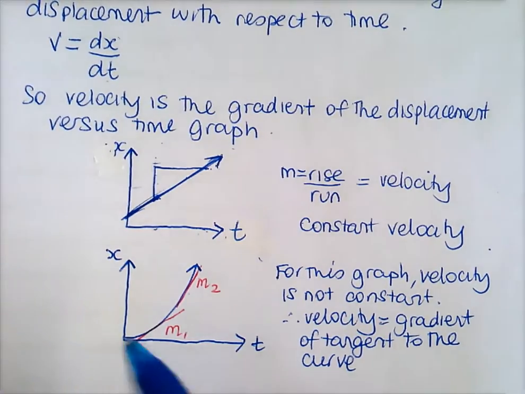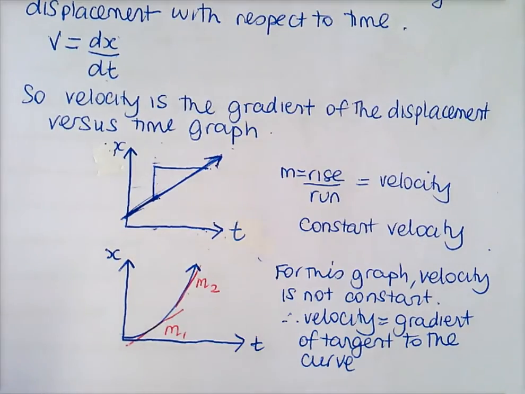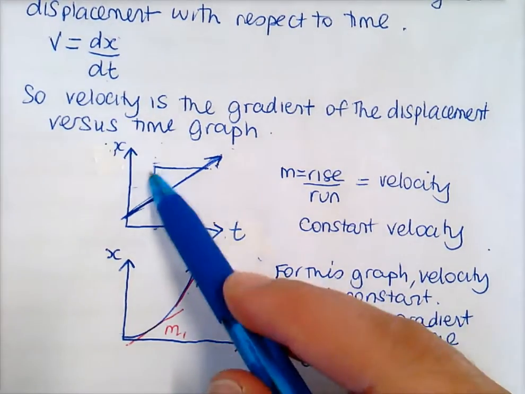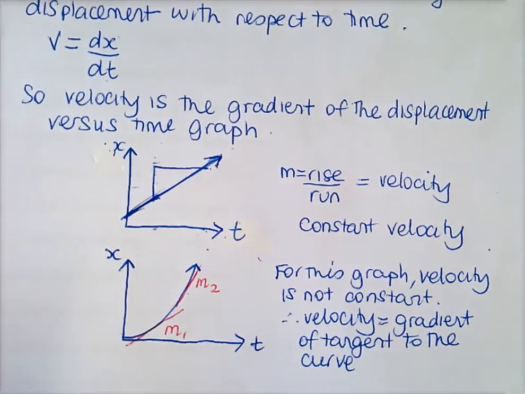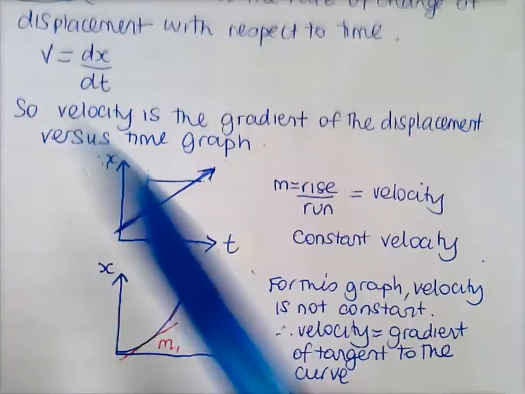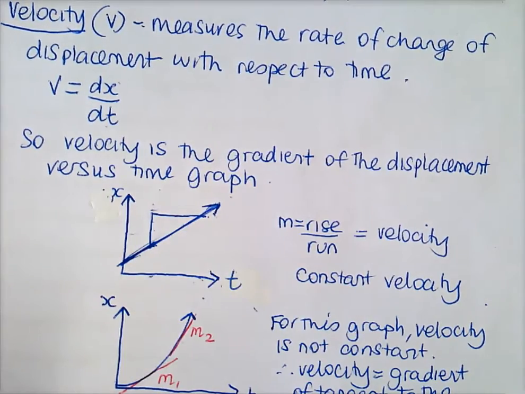Now, we're also going to look at concavity here as well. When we've got x versus t and you look at the gradient, you're looking at velocity because velocity is the first derivative. So you've got displacement, then you've got velocity, then you've got acceleration. To find velocity, it's the first derivative, dx/dt.